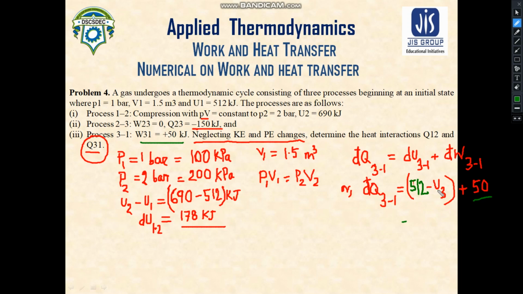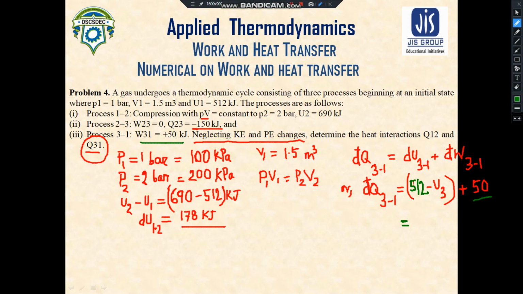Now the problem is we don't know the value of this U3. It is not given here. So we need to calculate the value of U3 using the first law of thermodynamics again, and only after that can we find out the value of dQ31. So how can we find the value of U3? It is quite simple. Let us apply the first law of thermodynamics for the process 2 to 3.